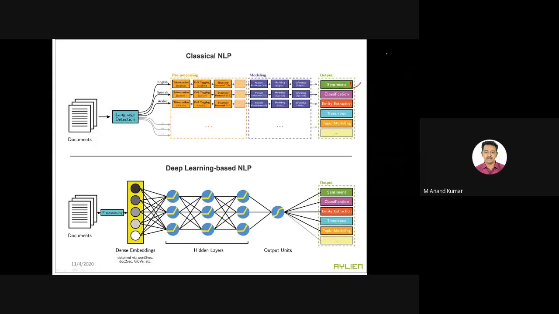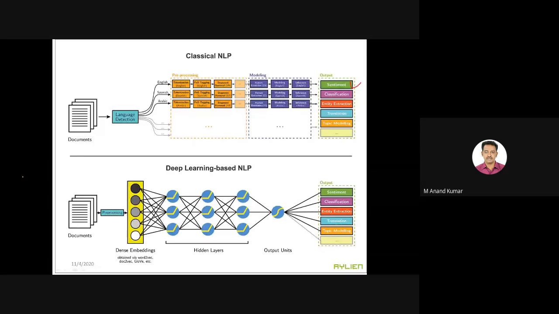So each application, each task, whatever you have discussed, has its own modeling and its own structure in that classical model. But that is replaced in the deep learning model. The deep learning based NLP, this is the current architecture of a deep learning based model. So documents are there. What is happening? You see that the documents are given to some model called embedding.